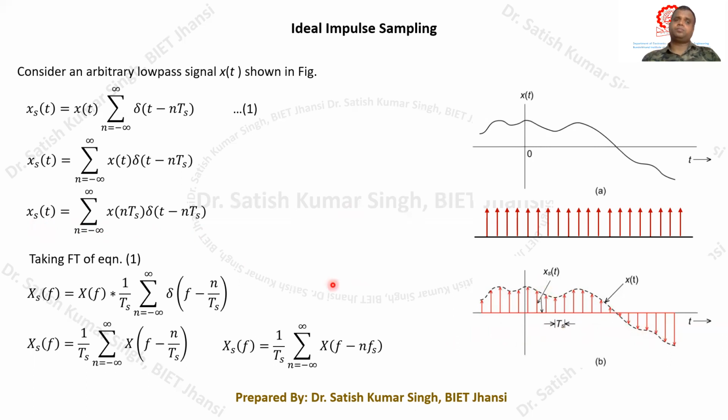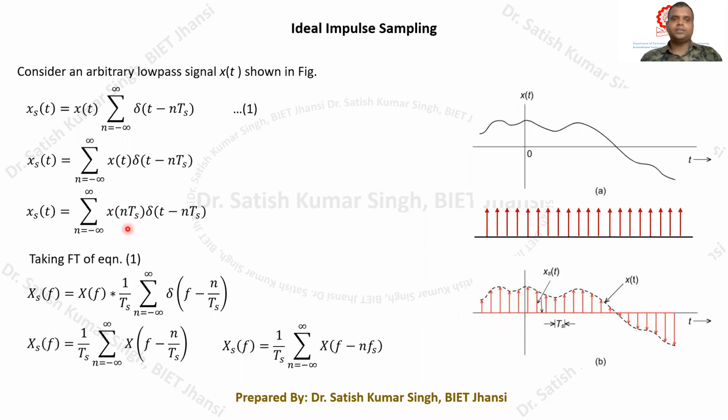Fine. So basically this delta function is modulated, or it is taking the amplitude of our message signal at different time instants, which is defined as t equals nTs. That's why the amplitude of the delta function is multiplied with x(nTs). Fine. So here we are having nTs.